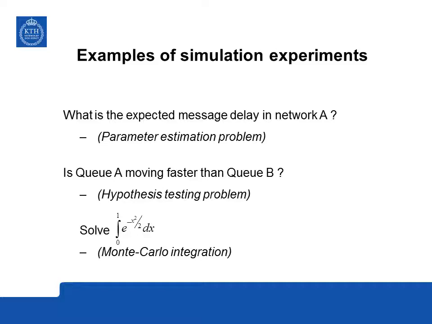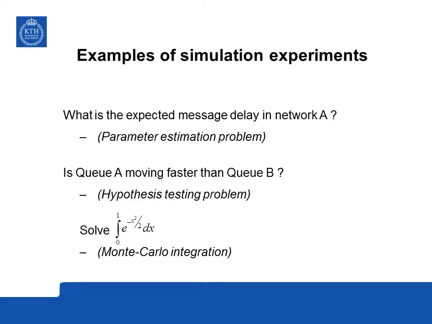This is an example of Monte Carlo computation where we have a completely deterministic problem. The integral has a value. We don't know it, but it has a fixed value. But we use stochastic data to evaluate this integral to get an approximation of the integral.